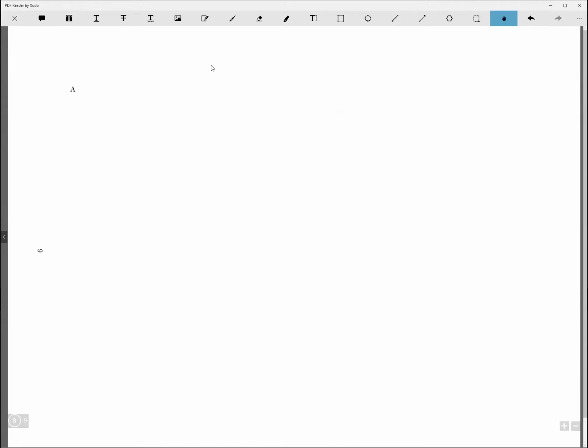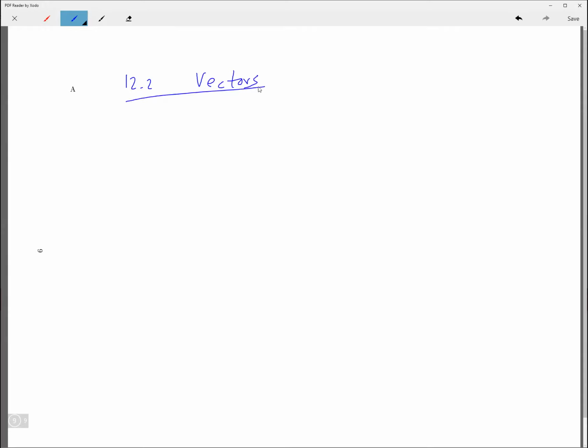So let's just look a little bit at what's coming up in the next section. The next section is vectors. So 12.2 is going to be vectors. What I didn't realize is that we wouldn't spend any time on the syllabus because it's just the same as last semester.